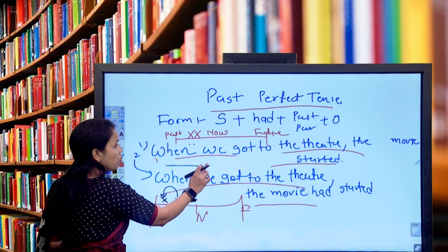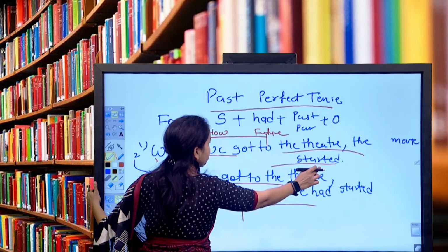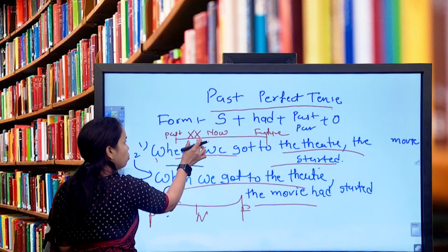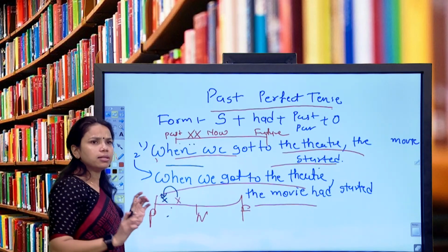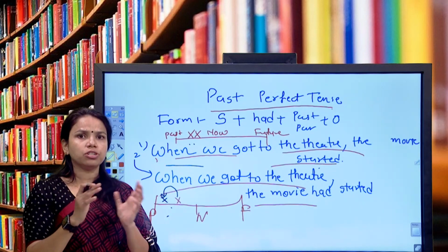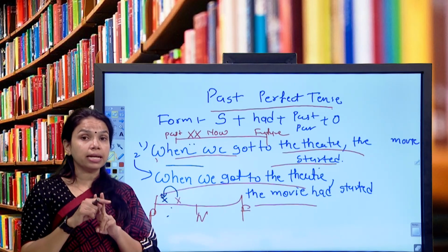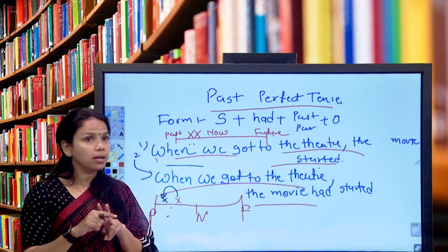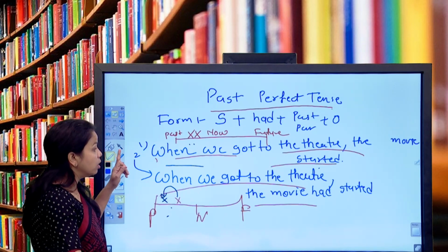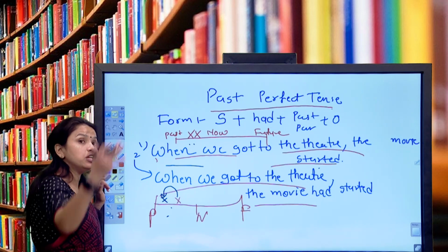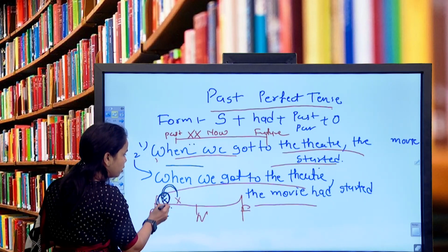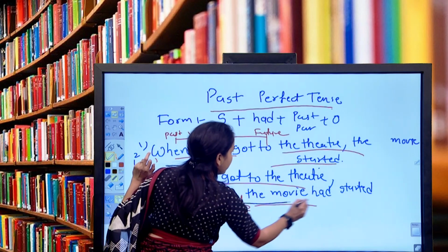In this sentence, when we got to the theater, the movie started, both actions happen at the same moment, right? There is nothing like the first action happened first and the second action happened second. But in the second sentence, you will realize that when we got to the theater, the movie had started. So when we reached the theater, before that the movie had already started, right? So the movie had started.